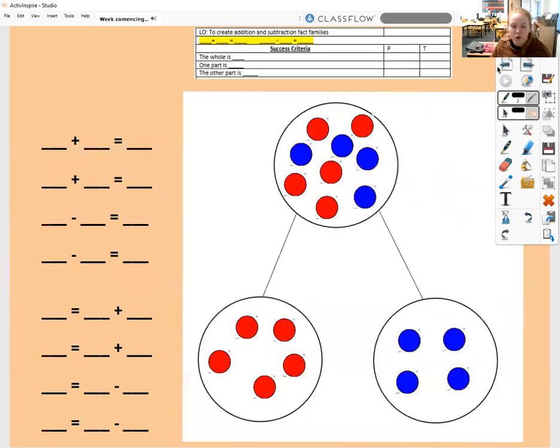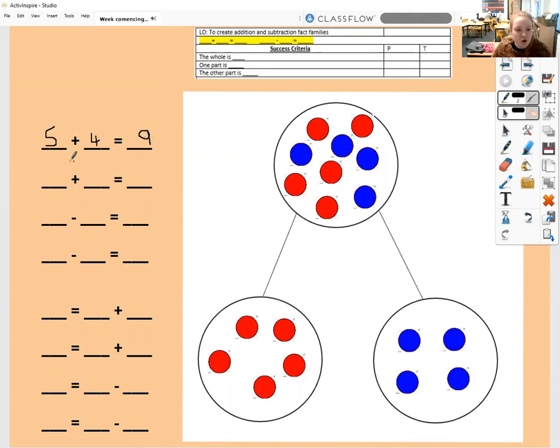Fantastic. Okay. Now, a little bit tricky. We've got our same 8 number sentences again, but we have no parts and no wholes in there to help us. So we need to complete them ourselves. In an addition number sentence, it's asking us for one part plus one part equals our whole. So one part is 5, plus the other part, which is 4, equals our whole, which is 9.